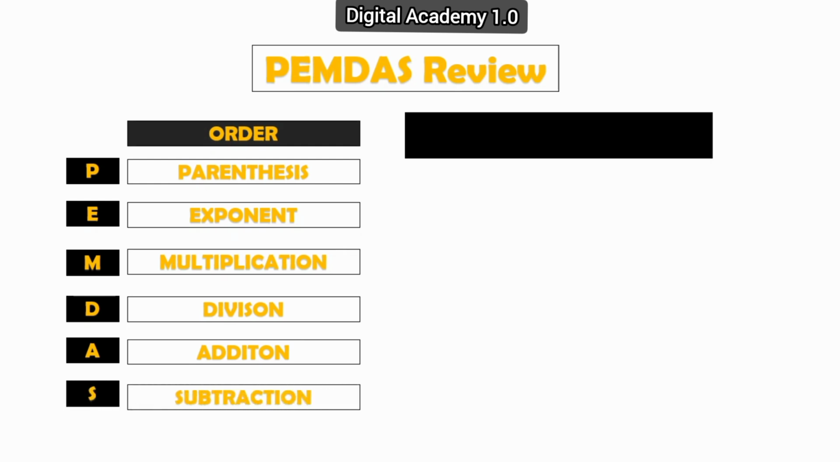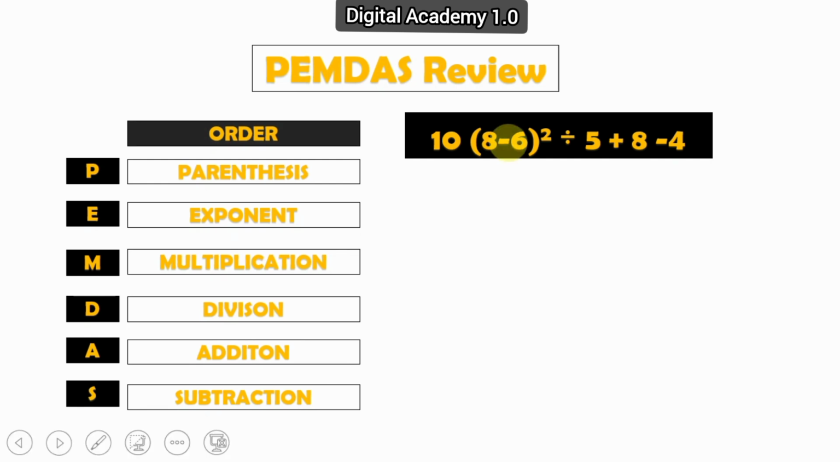We have a problem on PEMDAS to understand the concept. 10 times (8 minus 6) squared divided by 5 plus 8 minus 4. We'll follow the order of operations step by step. Step 1. Evaluate the terms inside the parentheses. 8 minus 6 equals 2. We get 10 times 2 squared divided by 5 plus 8 minus 4.